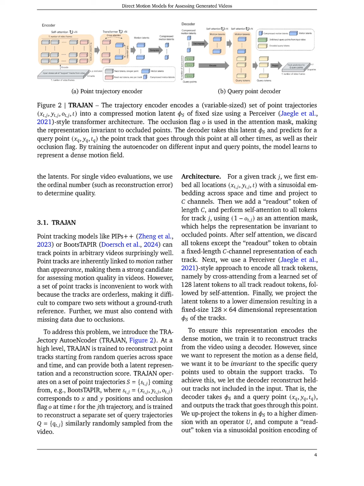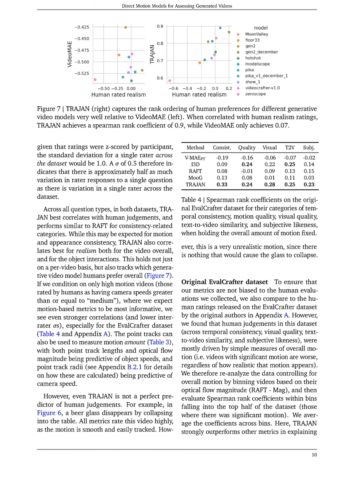Trajan then employs a perceiver-style approach to cross-attend from a learned set of latent tokens to the track representations, followed by self-attention, resulting in a lower-dimensional representation of the tracks. Finally, the decoder reconstructs the tracks from this latent representation, allowing Trajan to compute reconstruction scores, which are indicative of the motion quality by measuring how accurately the model can predict the original input tracks.